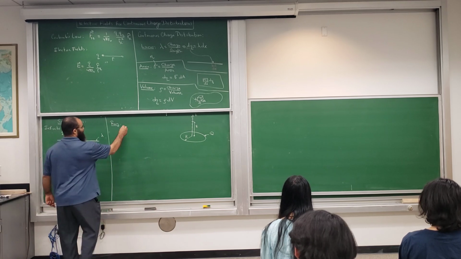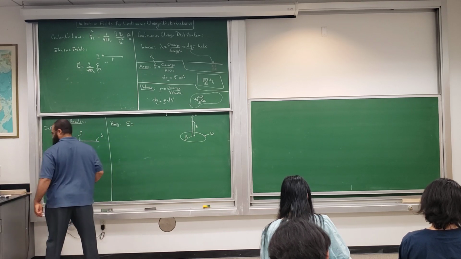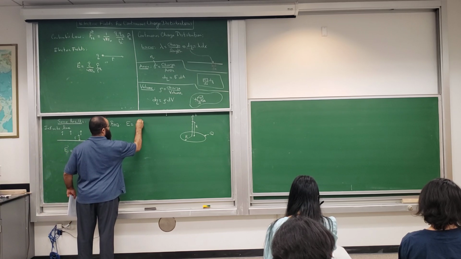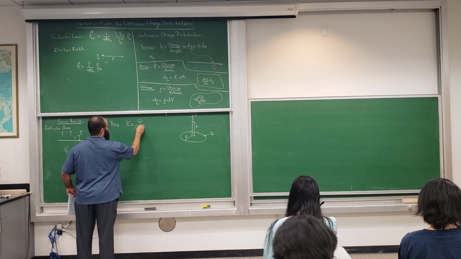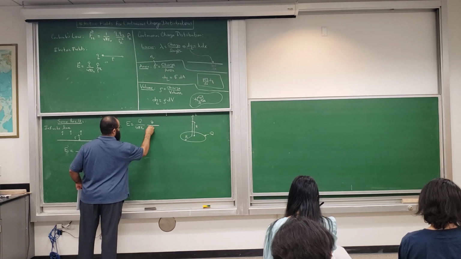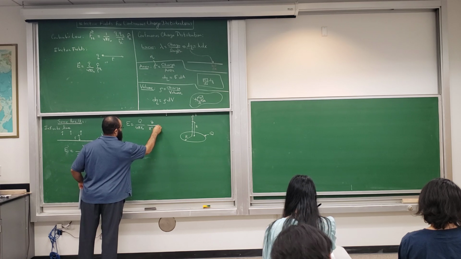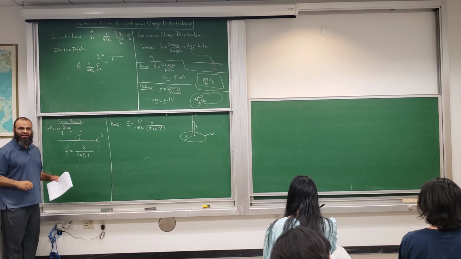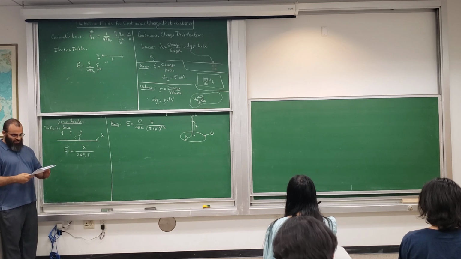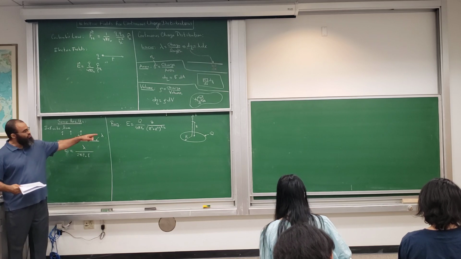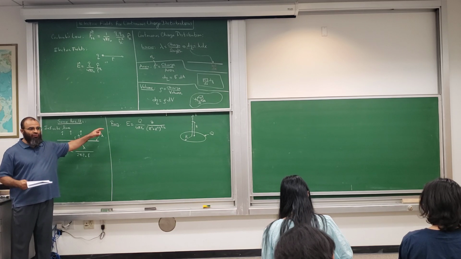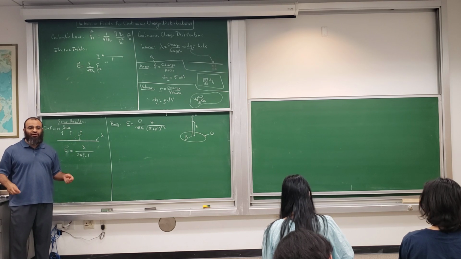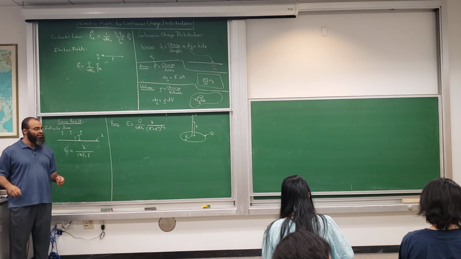So we found that the electric field for a ring was Q over 4 pi epsilon naught, times z over (z squared plus R squared) to the 3/2. Remember that one? Now we're going to use this result to do the electric field for a charged disk. So that's our next goal for today, the charged disk.